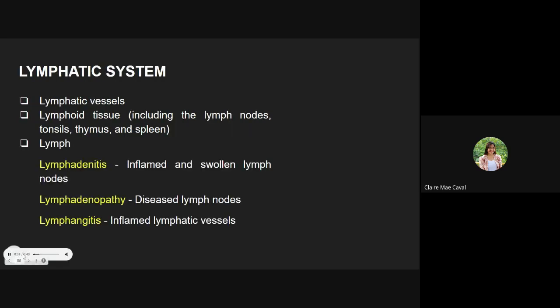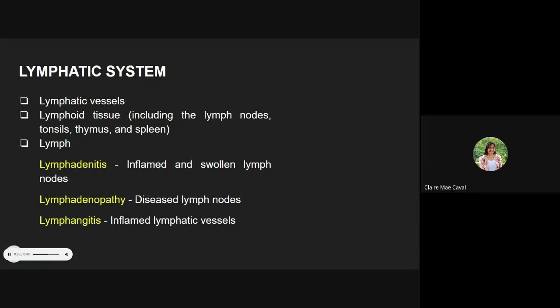Next is your lymphatic system. It is composed of the lymphatic vessels, the lymphoid tissue, including the lymph nodes, tonsils, thymus, and spleen, and lastly, the lymph. The lymph is the liquid that circulates through the lymphatic system. If blood circulates through the blood vessels, your lymph circulates through the lymphatic system. The lymphatic system contains many lymphocytes.